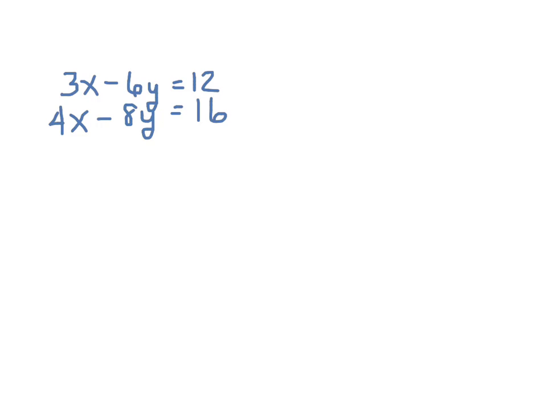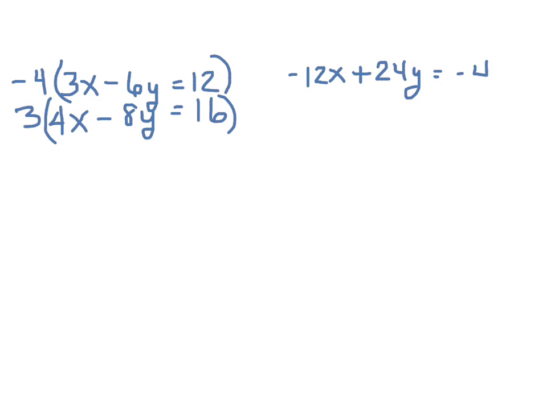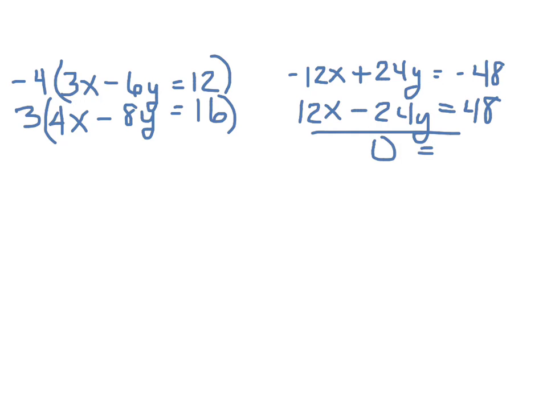As an example for you, if I gave you something like this, 3x minus 6y equals 12, 4x minus 8y equals 16. Okay, so first of all, if I'm going to use elimination, for instance, then if I get rid of the x's, I'm going to multiply this by -4 and this by +3 and see what happens. I get negative 12x plus 24y equals negative 48, plus 12x minus 24y equals +48, and when you add them, it gives you 0 equals 0.